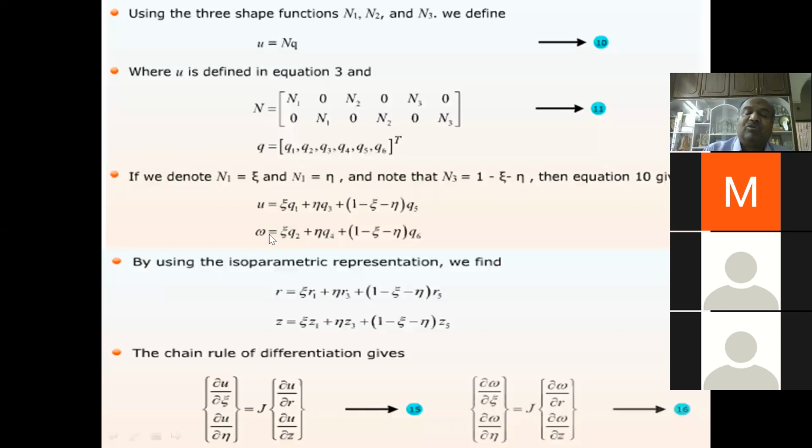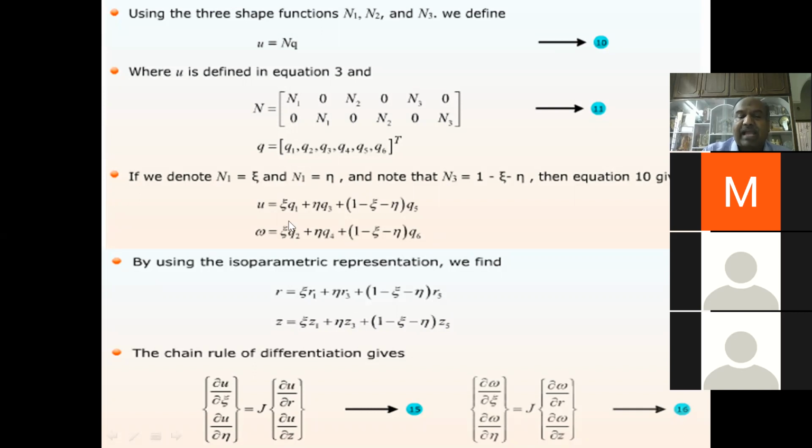Then accordingly you will have w is xi q2, eta q4, (1 minus xi minus eta) q6. Then you can take out the xi: you can write q1 minus q5 plus eta times (q3 minus q5) plus q5. Similarly for w, when you take out xi, q2 minus q6, when you take out eta, q4 minus q6, then q6.